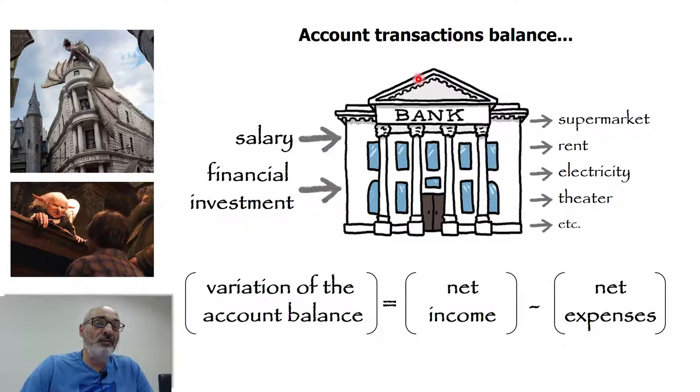So what is the law? The variation of the account balance is equal to the net income minus the net expenses. We add all incomes, like salary or the income from a financial investment that we did. We subtract all our expenses, our expenses in the supermarket, the electricity bill, and so on. And the difference is the variation of our account balance. Energy is exactly the same thing. We add all energy inputs, we subtract all energy outputs, and the difference is the variation of the energy balance within the system. Well, that's exactly what the first law says.